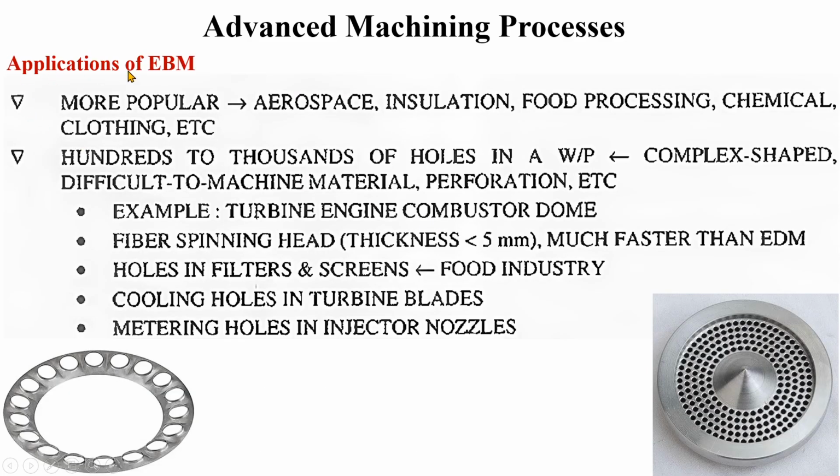And finally, if we look into the applications of electron beam machining, the industries that are using this machining process are aerospace, insulation, food processing, chemical industries, as well as clothing industries. Mostly EBM is used to generate a numerous number of holes, which can be easily made with the electron beam machining process. The numbers vary between hundreds to thousands. These can be drilled in a workpiece which is very difficult to machine.